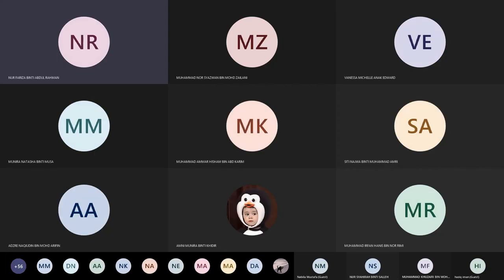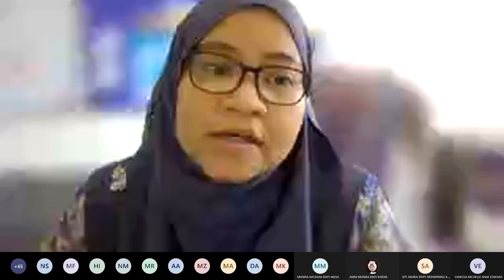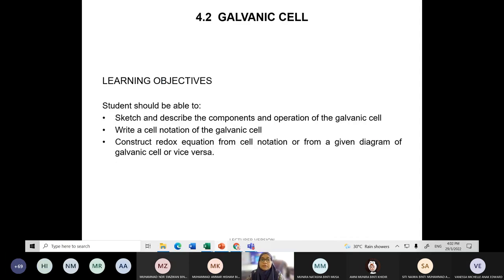Right, so 4.2, galvanic cell. We have three learning objectives for this subtopic. Make sure that you are able to sketch. You must be able to sketch and then describe the component and operation of the galvanic cell. This is also one of the commonly asked questions in exam.